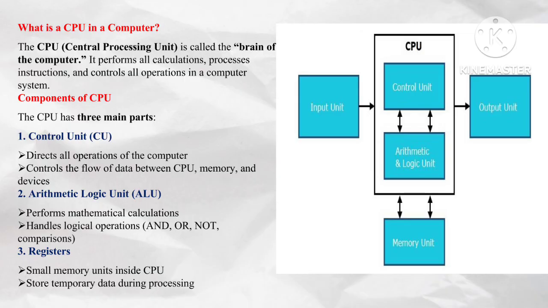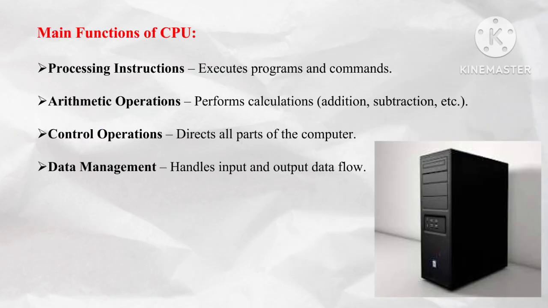1. Control unit, CU. It directs all operations of the computer, controls the flow of data between CPU, memory, and devices. 2. Arithmetic logic unit, ALU. It performs mathematical calculations, handles logical operations (AND, OR, NOT) and comparisons. 3. Registers are small memory units inside CPU and store temporary data during processing. What are the main functions of CPU?